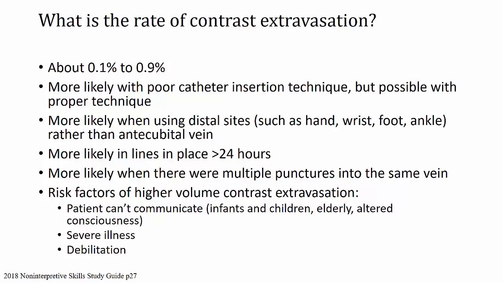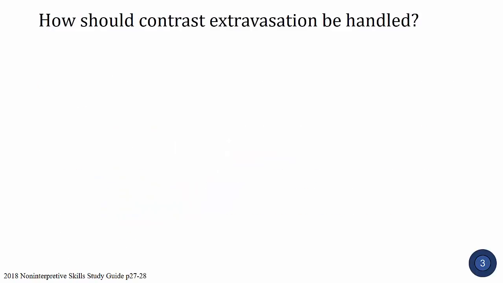There's a risk factor associated with higher volume contrast administration when the patient can't communicate, such as infants and children, elderly, and all patients with altered consciousness, and severe illness and debilitation. In other words, you can administer the contrast and not realize that it's extravasating until later for these individuals than for other individuals. Next question, how should contrast extravasation be handled?